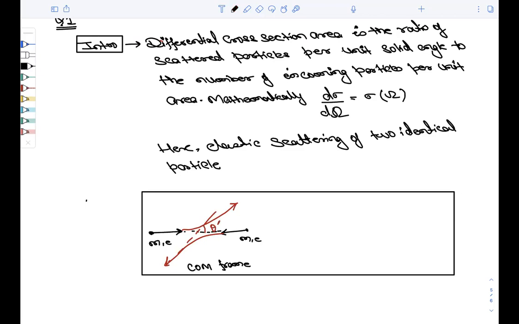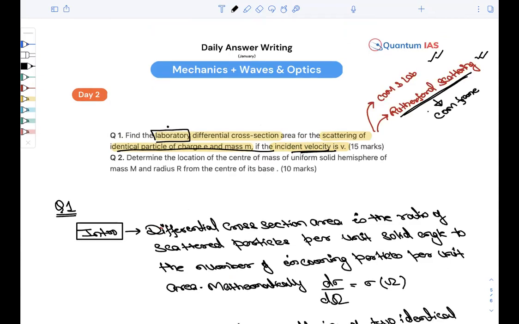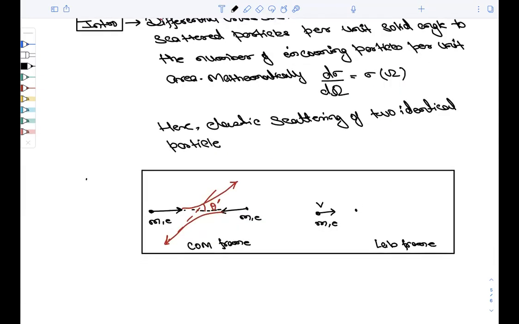And if you look exactly from the lab frame of reference, right? So before collision, let's say this is m, e, v. So you can see there, identical charge and mass, the incident velocity is v, and we are considering this at rest. So after the collision, what happened? Both particles will move. The first particle with mass m and charge e, the incident particle, will be scattered, and the second will recoil, right?